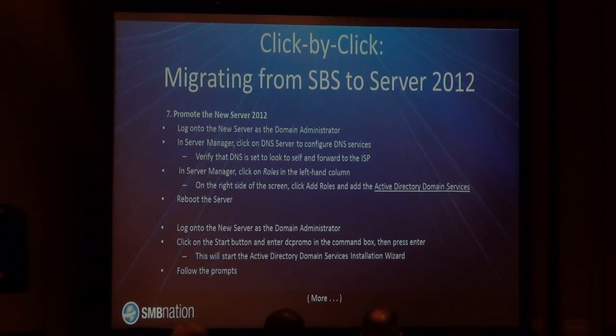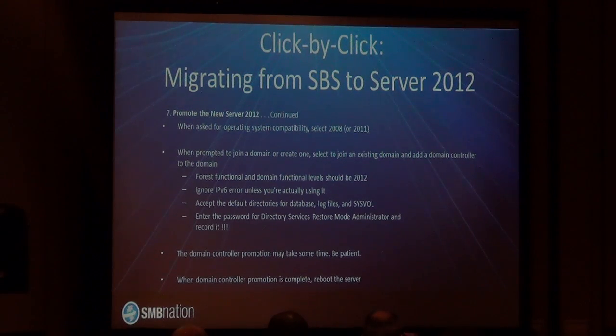Click on the roles, and you add the role of the Active Directory domain services. And then you got to reboot it. This is your new server. And then you go ahead and do the DC promo. And now it becomes something that can be not only on the new domain, but it's a domain controller. And you just follow the prompts through. When it asks for system compatibility, you tell it what you're promoting to or from. And when it says you want to create a domain or join one, you say, obviously, you're going to join one. And you bring it over.